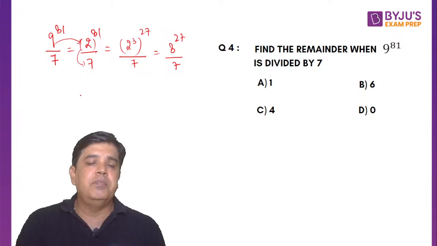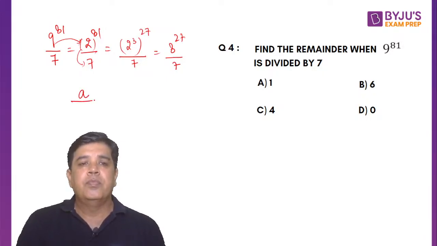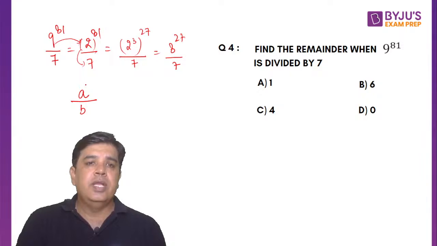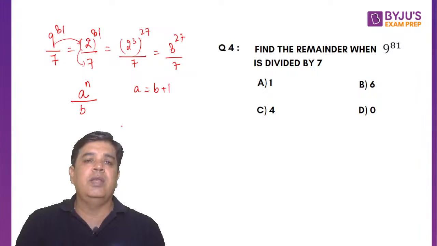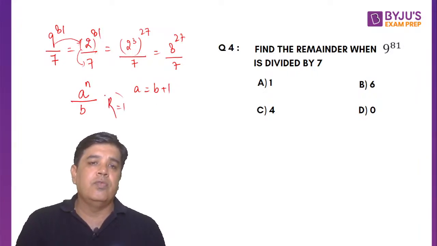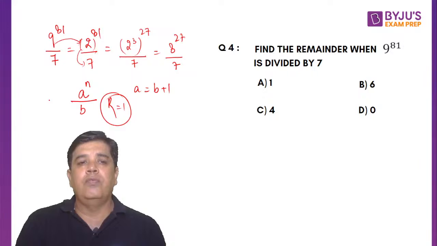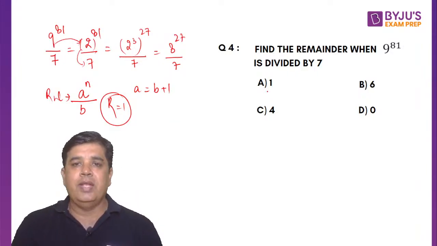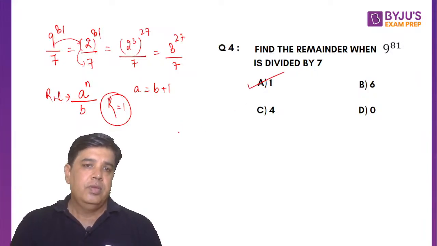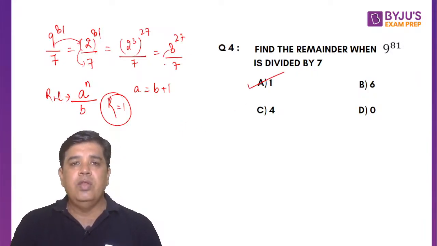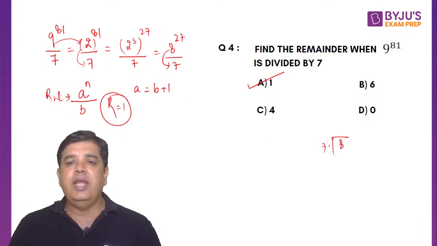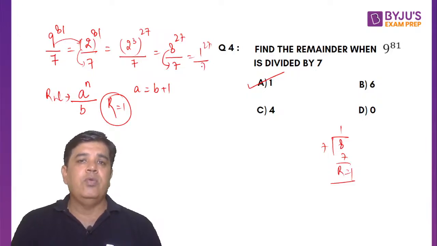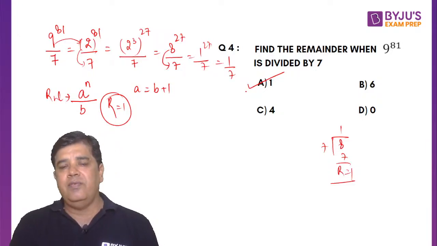Students, whenever we have a question in the form of a divided by b raised to power n, where a is b plus 1, then the remainder is always 1. This is a rule, no matter what the power is. So the answer is option A, 1, because when you divide 8 by 7, the remainder is 1. How many times? 27 times. 1 to the power 27 is 1 itself. So 1 divided by 7, remainder is 1.